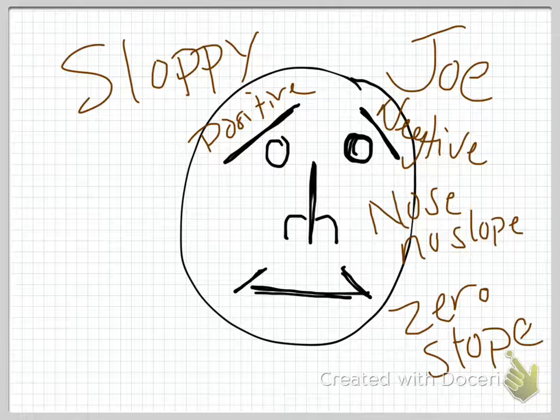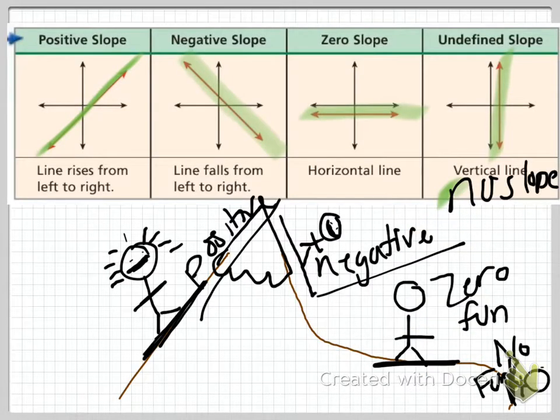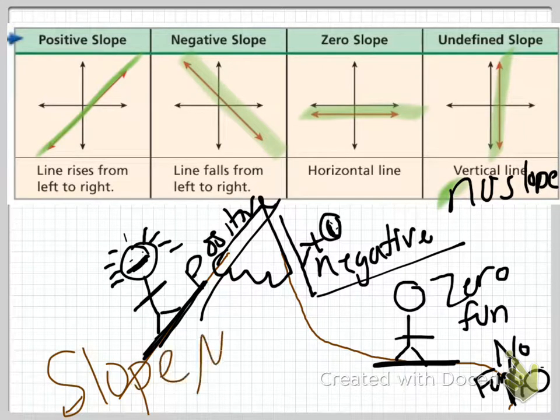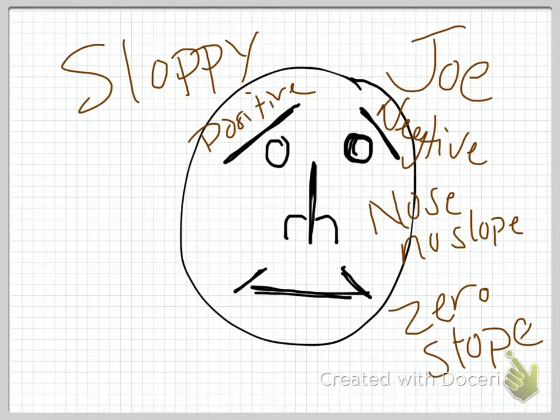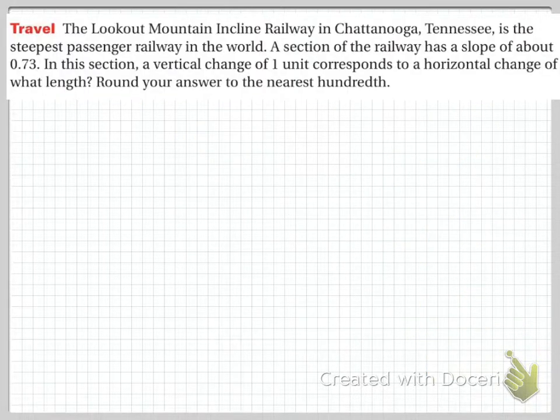We were talking about slope. So what you want to remember about slope is you've got your positive, you've got your negative, your zero slope, and your undefined or no slope. Okay? And you have different pictures that can help you remember. You've got Slope Mountain down here at the bottom. And then you've also got Slopey Joe, which is kind of like Sloppy Joe, but it's Slopey Joe. So whichever way helps you remember that you have positive, negative, no slope is the nose, and zero slope is your mouth. All right. So let's do a word problem.